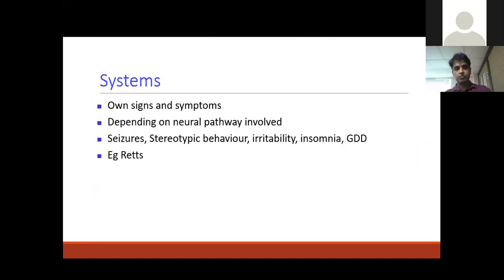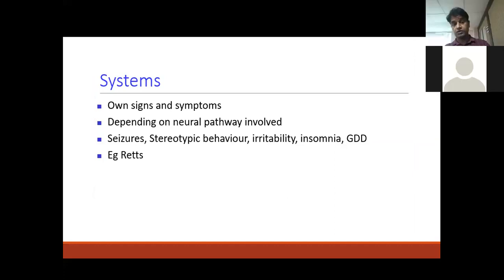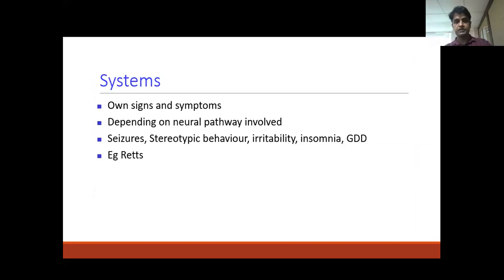Now, the other group is where, in addition to gray matter and white matter, additional systems could be involved, and the features will depend on the neural pathway involved. There could be stereotypical behavior, irritability, insomnia, and developmental delay. An example of that is Rett syndrome.